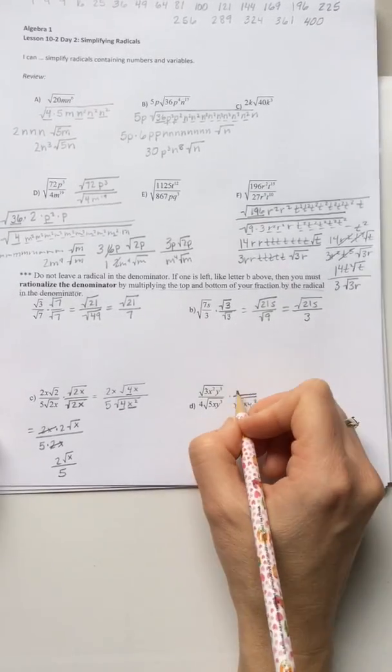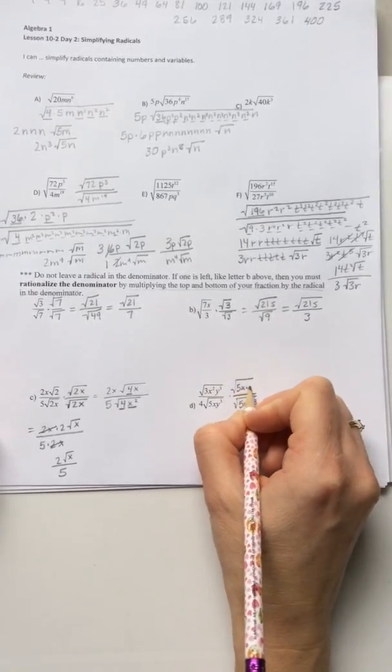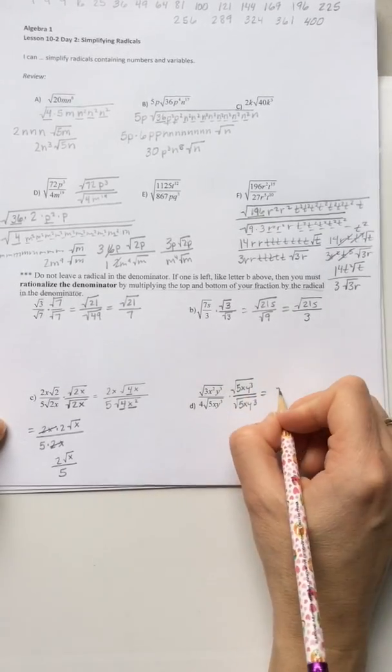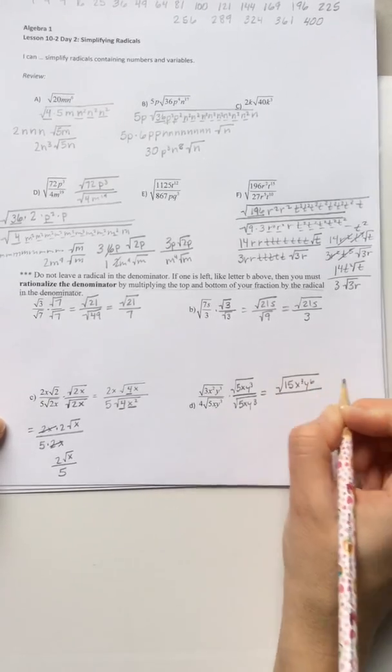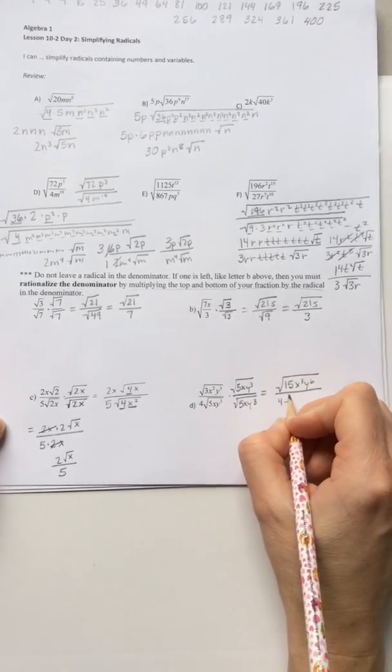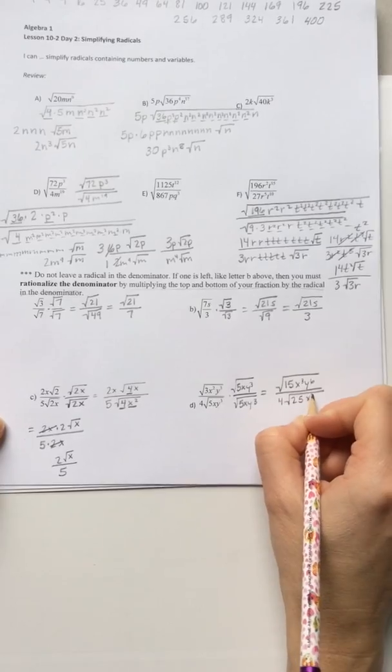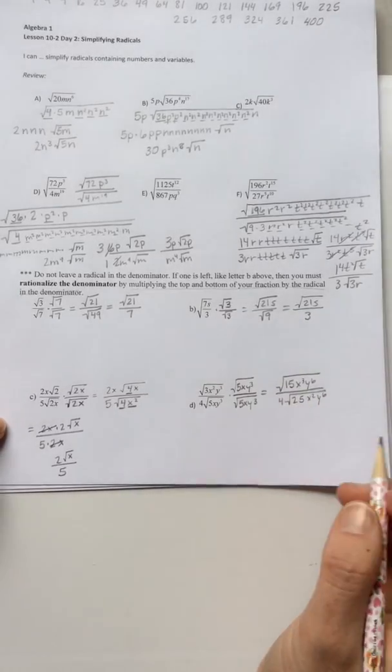5xy cubed is the radical at the bottom, so that's what we need to multiply the top and the bottom by. At the top, we get radical 15x cubed y to the 6th. At the bottom, we get 4 radical 25x squared y to the 6th.